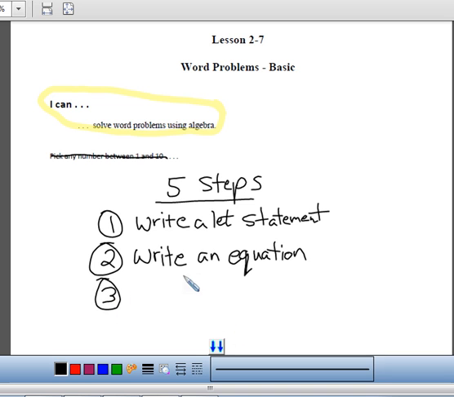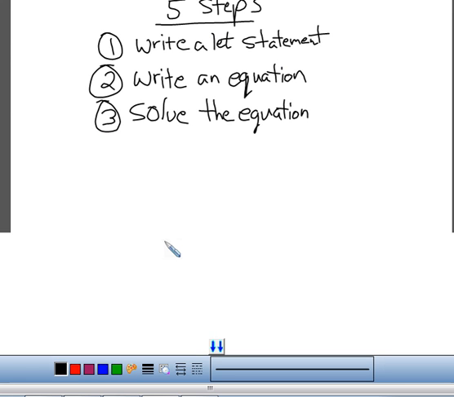Step 3. Then, of course, we're going to solve the equation. So first we write the equation, then we solve it. Step 4, we're going to check the solution.